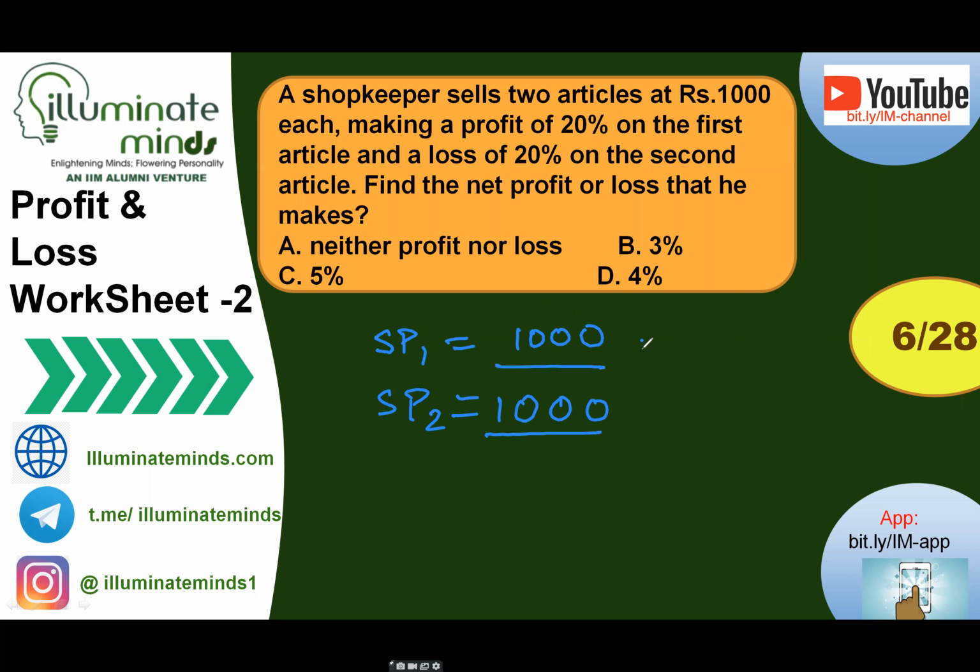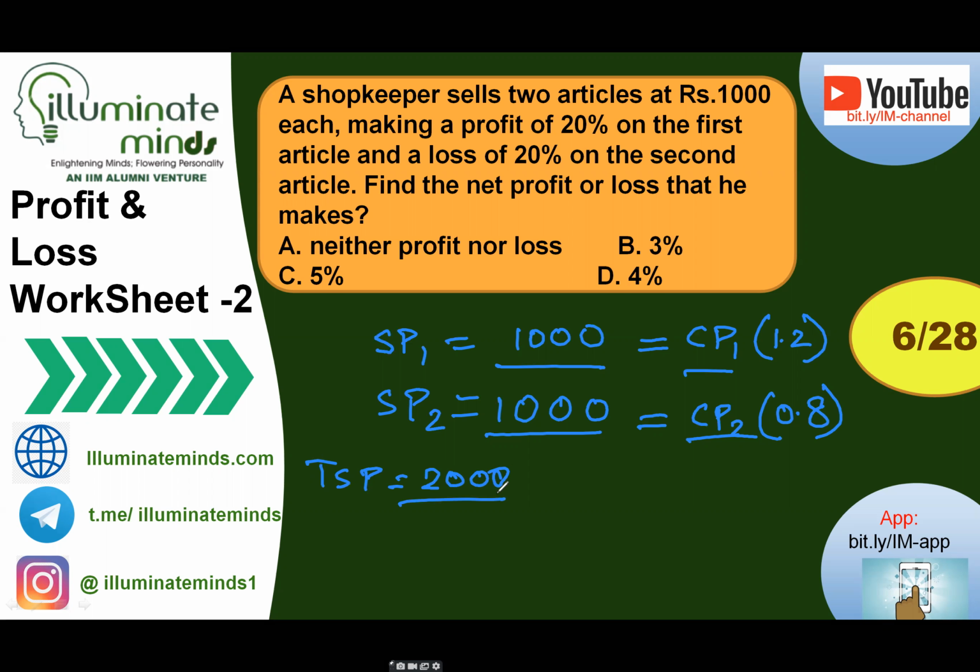On 1, cost price 1 is attained, and selling price is attained by generating a profit, and cost price 2 is attained by incurring a loss. So this is my CP1 and CP2. My total SP is equal to 2,000. All of you can see that. So what about the CP1? CP1 will be equal to 1,000 upon 1.2, which will be 5 by 6 of 1,000.